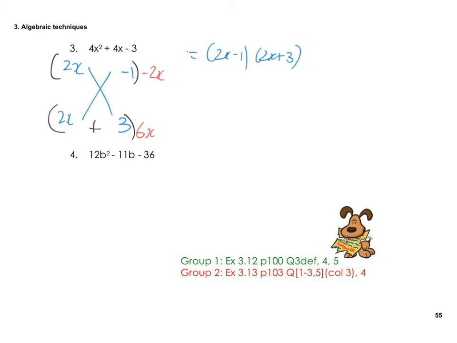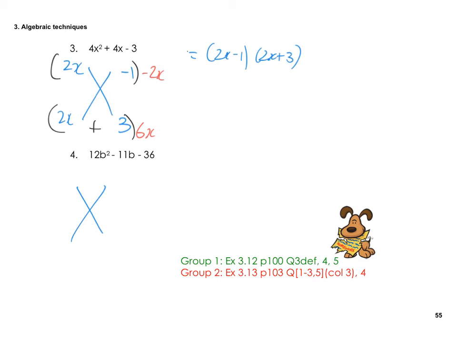Now, question 4. This one's hard. You've got some big numbers here, and just to split up 12b squared, you've got quite a few different combinations. Let's go through it. So drop across. Now, 12b squared. We can split up as 4b and 3b. We've got 12b and b. We've got 6b and 2b. So many combinations. It really is a trial and error thing.